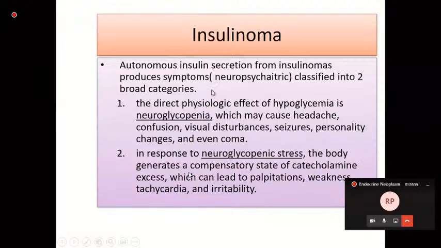Severe hypoglycemia has neuropsychiatric effects, because hypoglycemia causes neuroglycopenia, which causes headache, confusion, visual disturbance, seizure, and personality changes. In response to this neuroglycopenic stress, the body generates a compensatory state of catecholamine excess, leading to palpitation, weakness, tachycardia, and irritability. Okay, understood?